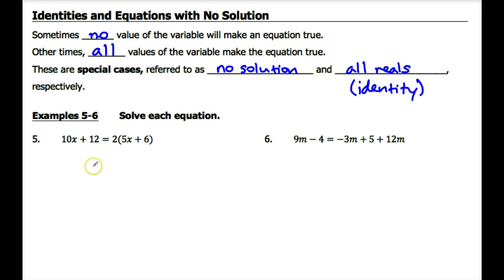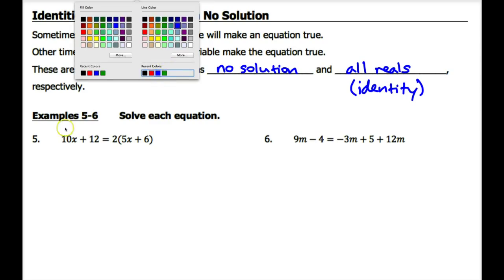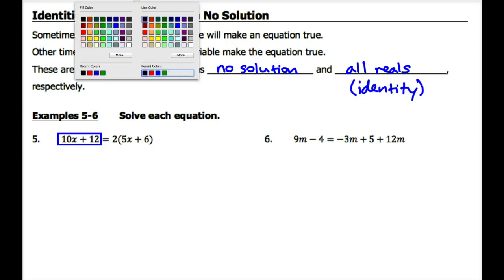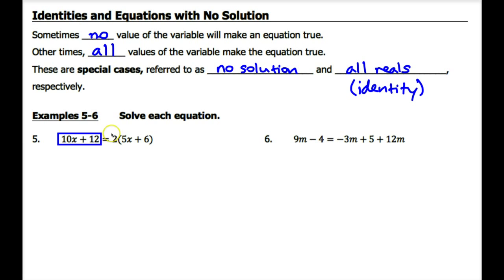So let me show you what that looks like. In number 5, we have 10x plus 12 equals 2 times the quantity 5x plus 6. So if we just look at the left side, 10x plus 12, there's nothing you can do to the left side. There are no like terms to combine. But then if we look at the right side, we see we can distribute that 2 on the right.